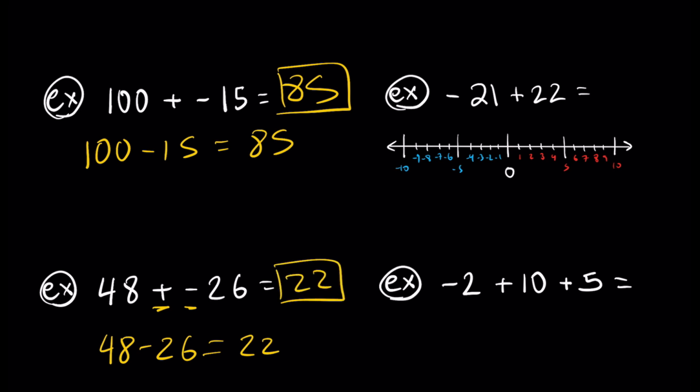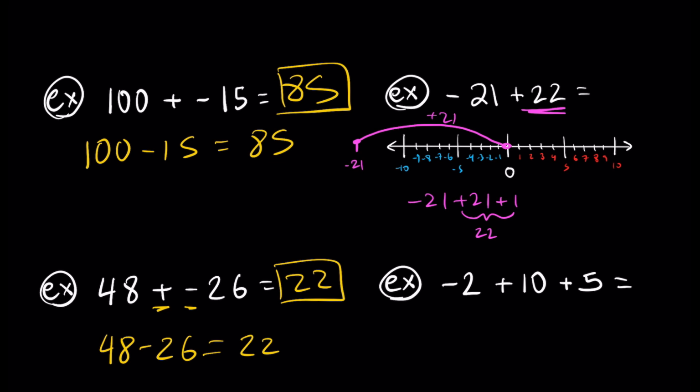All right, -21 plus 22. So -21 is going to be somewhere over here. So let's just get to 0 first. Well, if this is -21, to get to 0, I'm going to add 21. All right, so I just did -21 plus 21. Well, I have to add 22. So I just got to add one more, because 21 plus 1 is going to be 22 total.